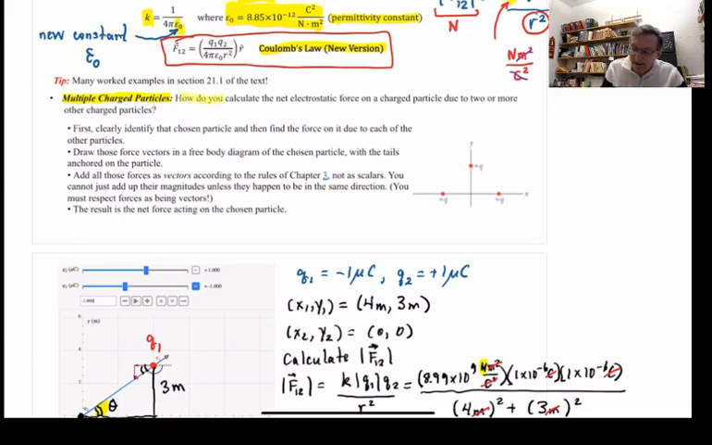How do you calculate the net electrostatic force on a charged particle due to two or more other charged particles? Here's the procedure, very important. First, clearly identify that chosen particle and then find the force on it due to each of the other two. So let me look at this picture over here in the lower right corner. It shows three particles and an XY coordinate system.